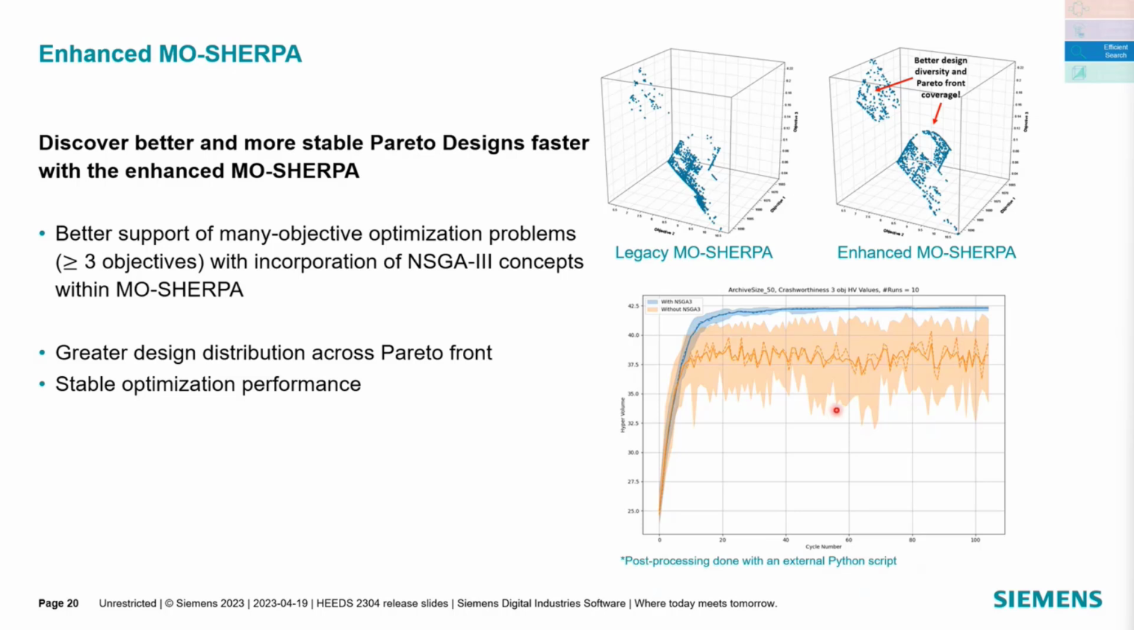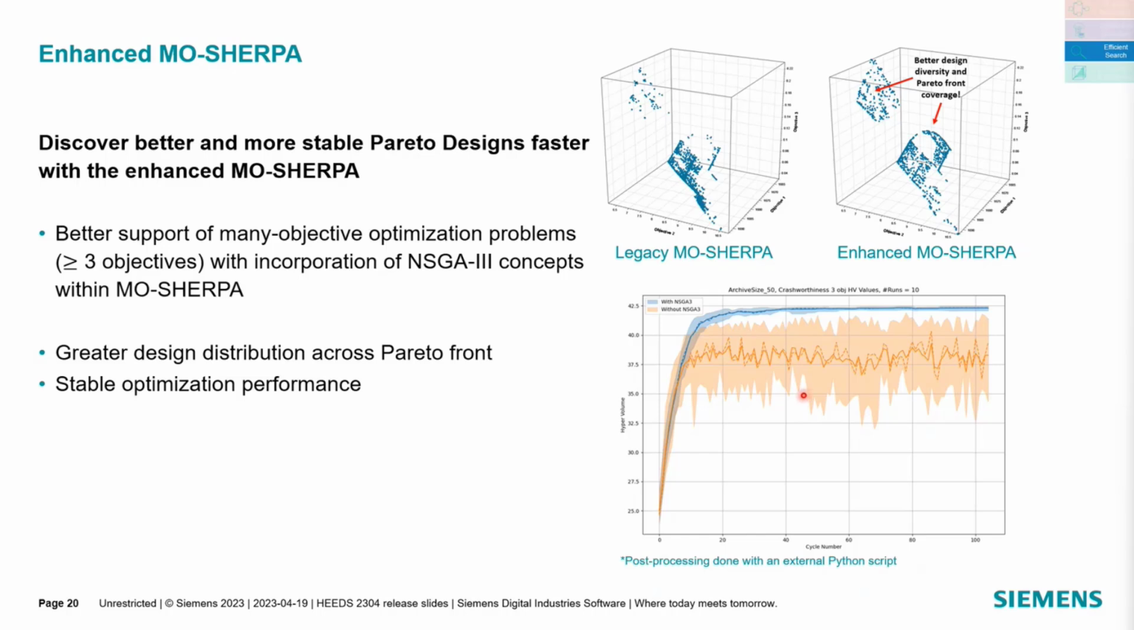We can see here on the bottom right, we have our old MoSherpa, which is this orange line, and we can see that there's a lot of variation in the final Pareto designs, which means that if you were to stop the study at any point, you don't really know whether or not you're going to be in the high performing area of your Pareto front or the lower performing area.